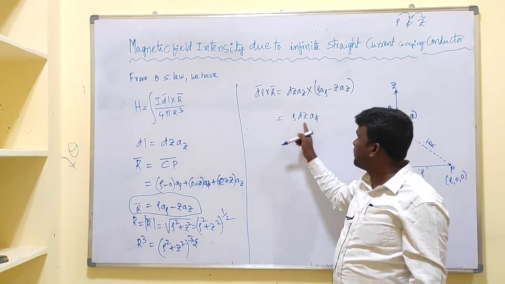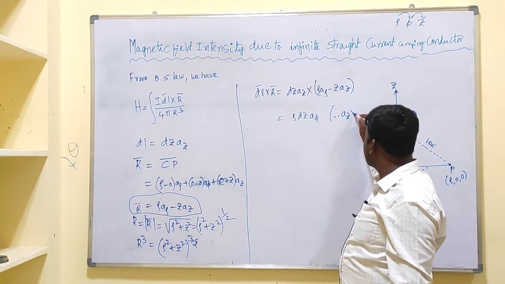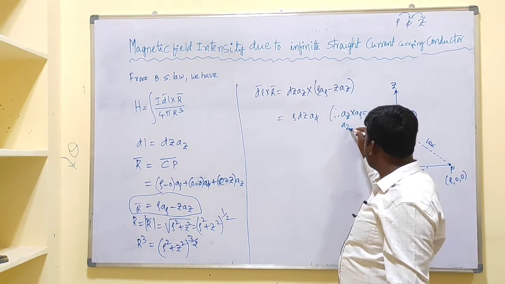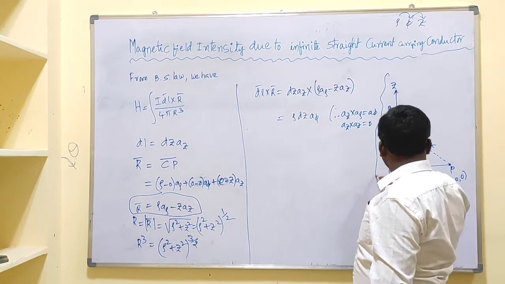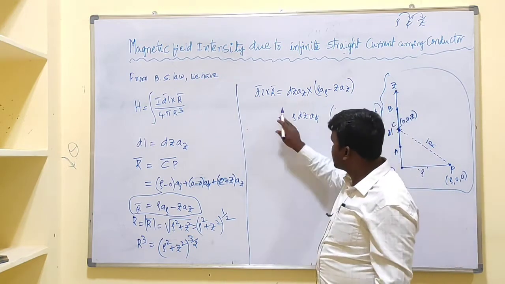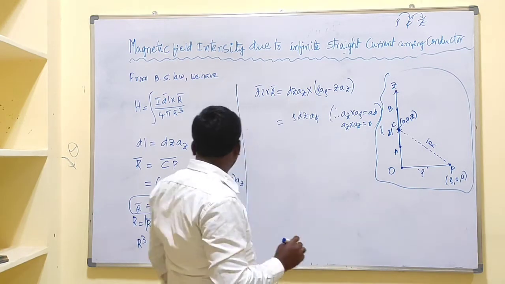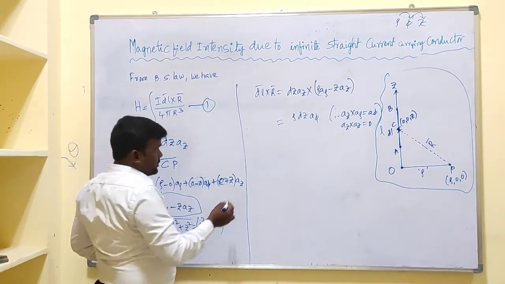So that's why dl cross r bar is like this, since az cross a rho is a phi and az cross az is 0. Now substitute in this one. So it is equation 1. Now substitute in 1.